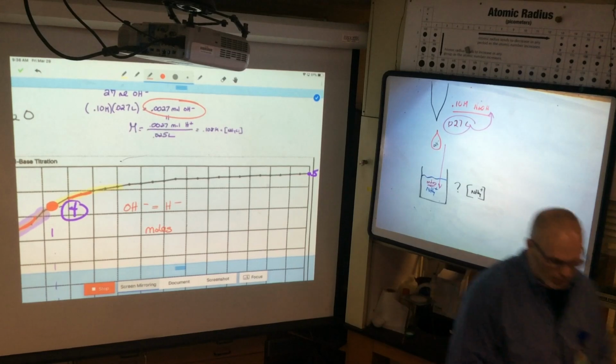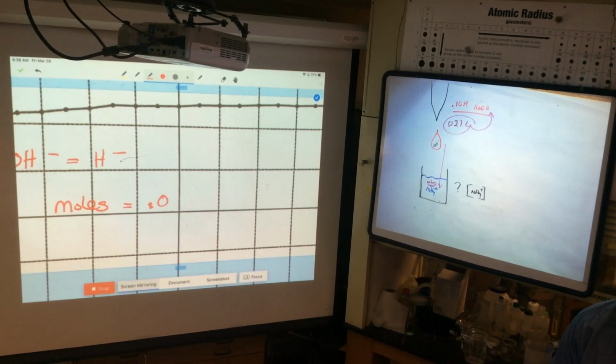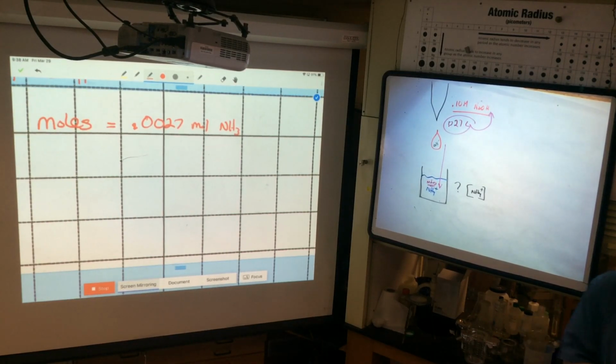So that's 0.0027, and that's moles of what? Conjugate base, which is NH3. Okay, party people, we've got a new equation. Because at this point, we no longer have acid. We don't have any more of the weak acid. We don't have any more of the strong base.